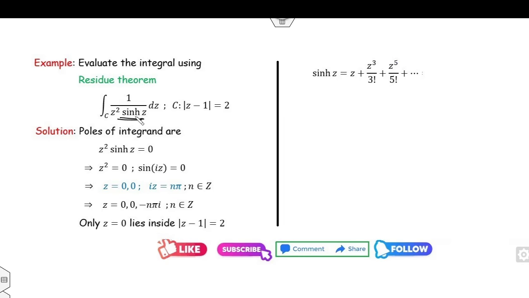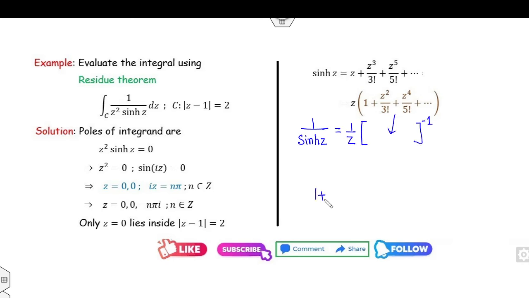Again, sine hyperbolic is in the denominator. Your target is to make the first quantity to be 1. I can take z as common here. Now your target is to find the 1 over, so I can take the reciprocal. This value will be the power minus 1.